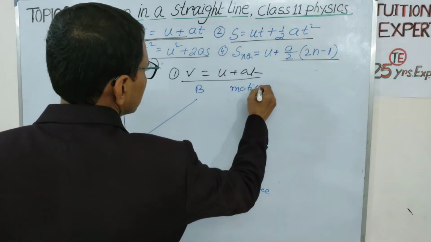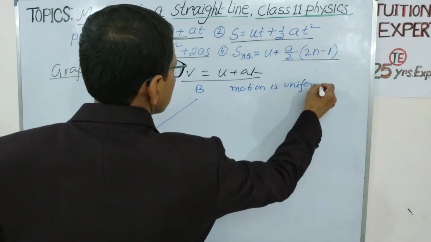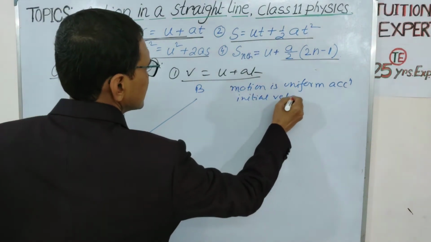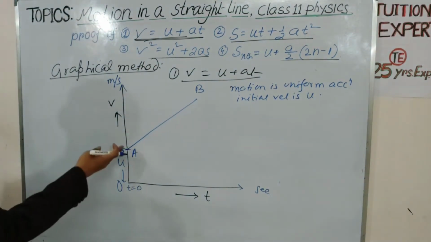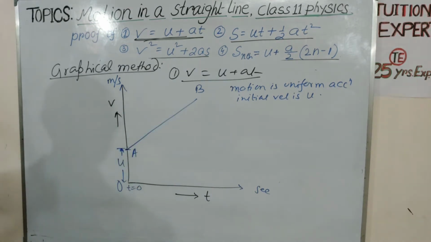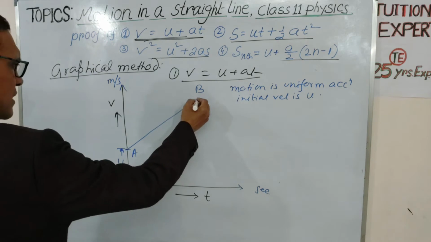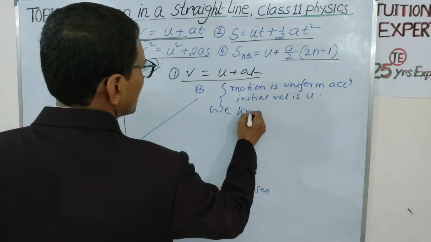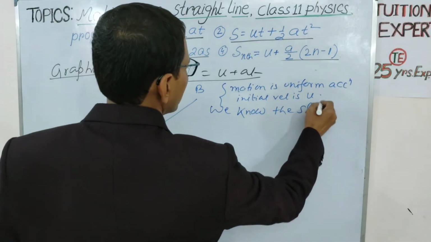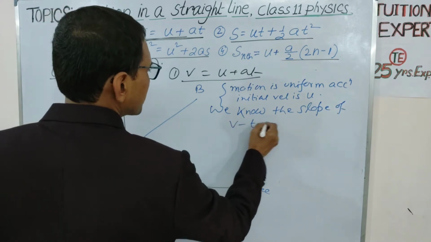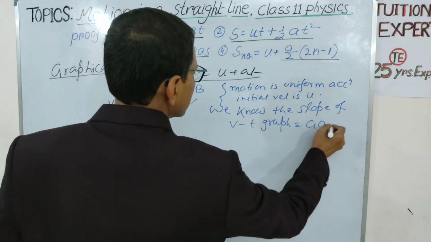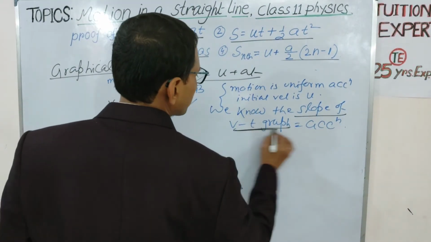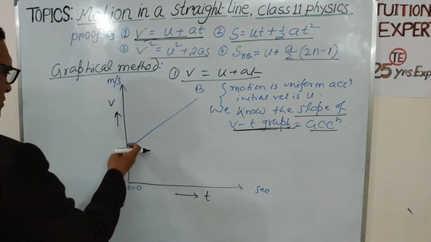Motion is uniform acceleration, and the initial velocity is u. So the graph of the particle will be this straight line. Now what is the theory? The theory is that we know the slope of the vt graph, velocity time graph, equals the acceleration of the particle. We know the slope of the velocity time graph equals acceleration. So this is the straight line.